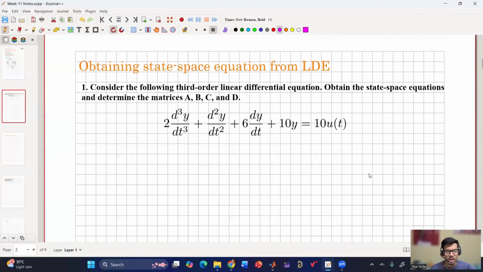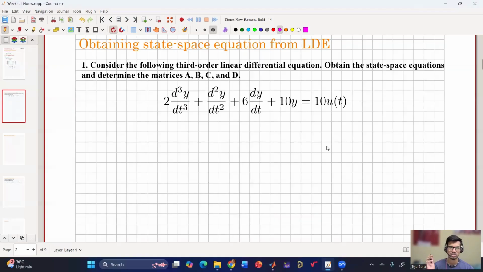So just to start with, say if we have such a differential equation, how are we going to get the model? I'm not going to teach for an nth order, because whatever I'll be teaching for third order will be equally extendable for an nth order system also. But I'll be showing one such example where I have considered a third order system. So the question is as follows: consider the following third order linear differential equation, obtain the state space equations, and determine the matrices A, B, C as well as D.